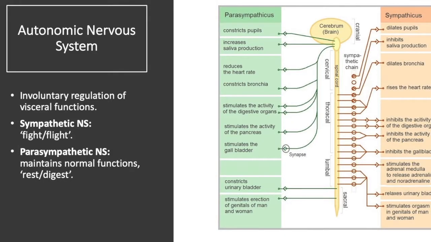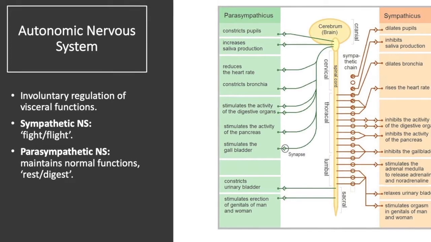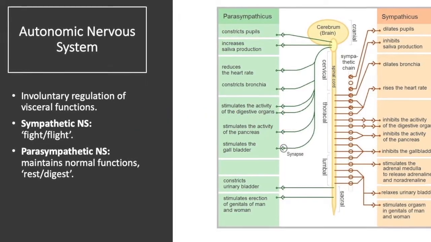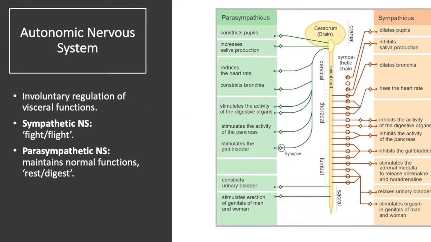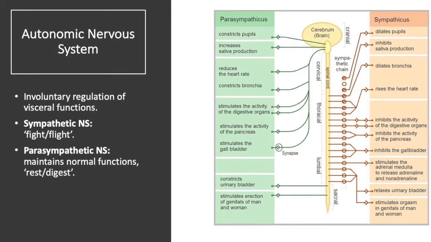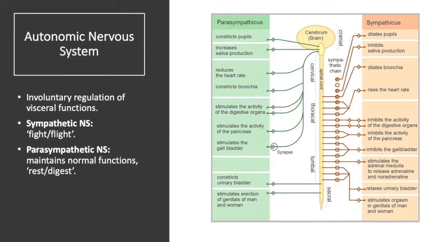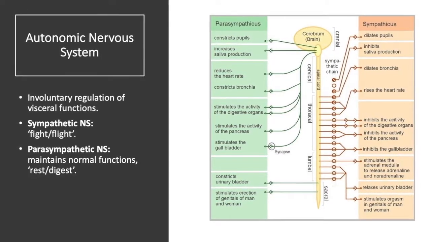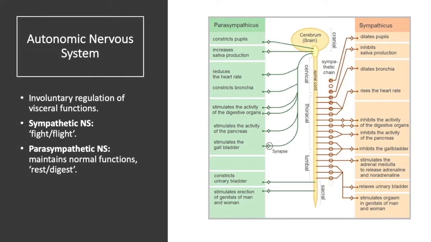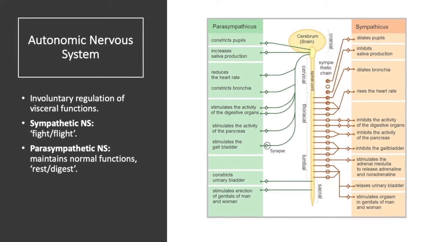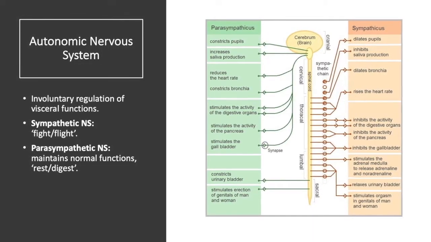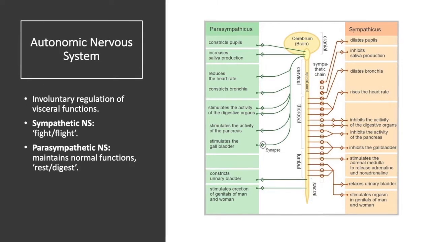So as a refresher, there's the autonomic nervous system, which evolved in involuntary regulation of visceral functions. There's the sympathetic nervous system, as a part of the autonomic nervous system, and this is basically the fight or flight pathway. There's also the parasympathetic nervous system, which maintains normal function, such as, for example, resting and digesting.